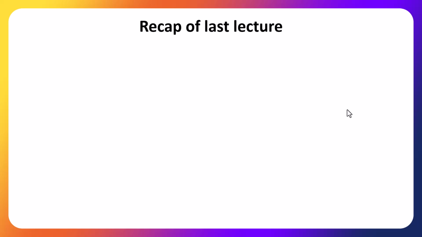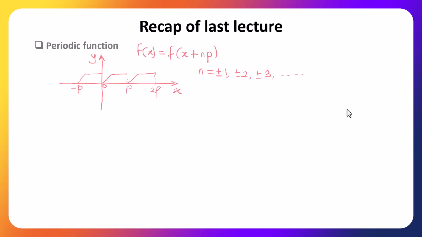As a quick recap, we can say from this graph that the function f of x repeats at every period p. We defined f of x as f of x plus np for n equals plus or minus 1, plus or minus 2, plus or minus 3, and so on, taking care of both the positive and negative x-axis movements.